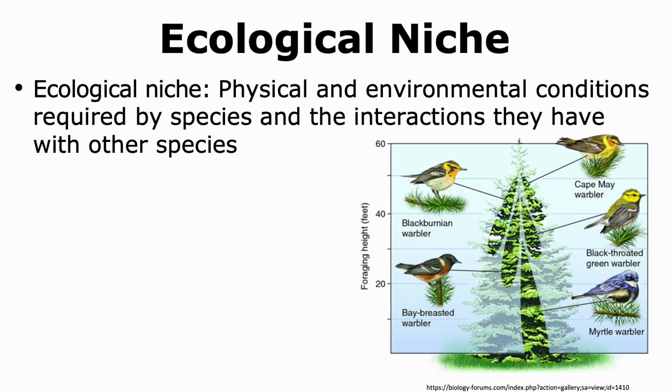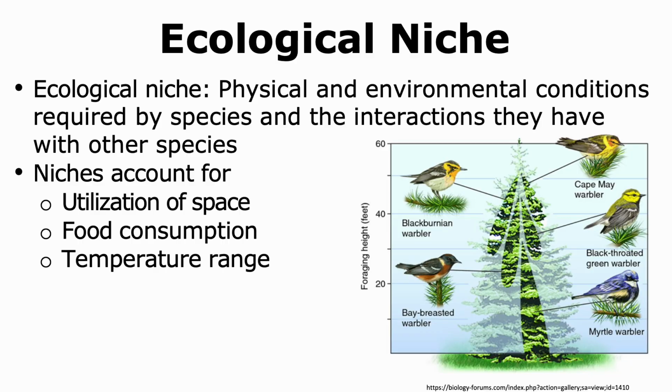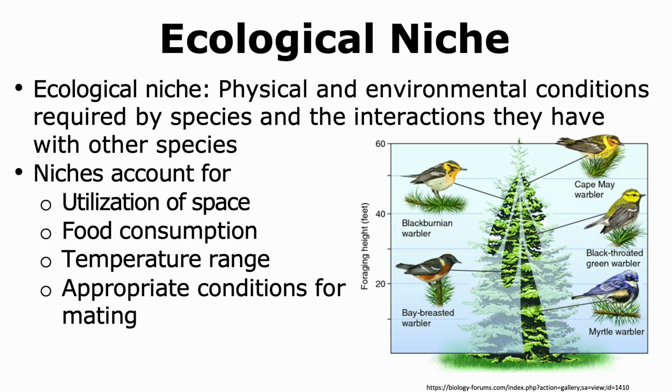The environment where an organism lives is part of its ecological niche. Ecological niches can be considered as the physical as well as environmental conditions required by different species, as well as the interactions that they have with other species in those environments. The niche accounts for many different aspects, which include the utilization of space, the food that is consumed, the temperatures that are present in that environment, the conditions that are available for mating purposes, as well as different climate requirements.